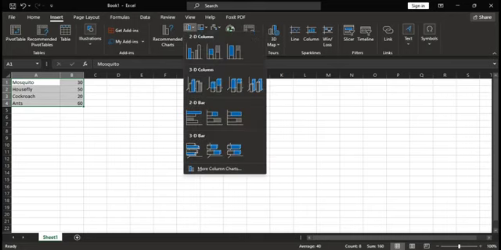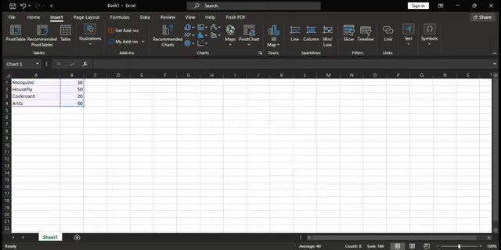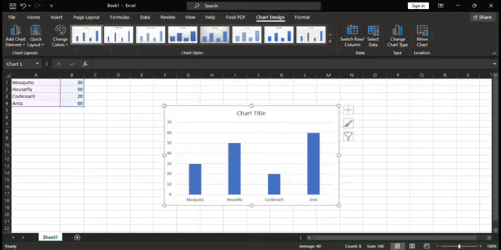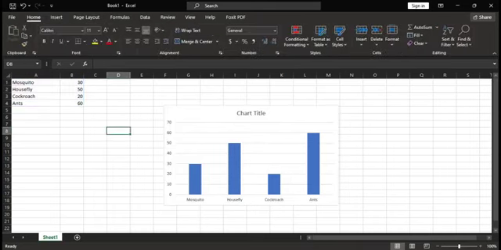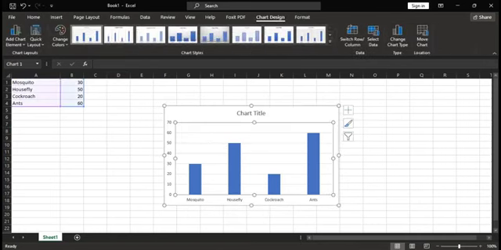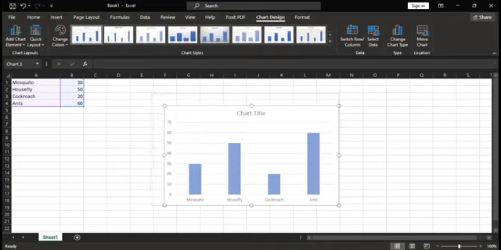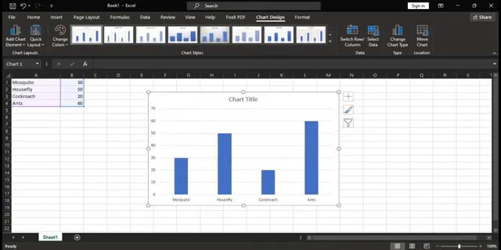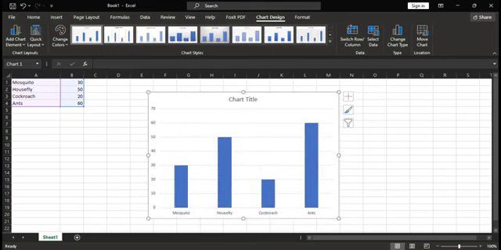It gives you different designs. You pick any of the designs you want. You can pick this 2D column. Once you click on it, your graph automatically comes out. This is your graph. You can extend it depending on the size you want it to be, whether you want it to be bigger or to be smaller, however you want it.